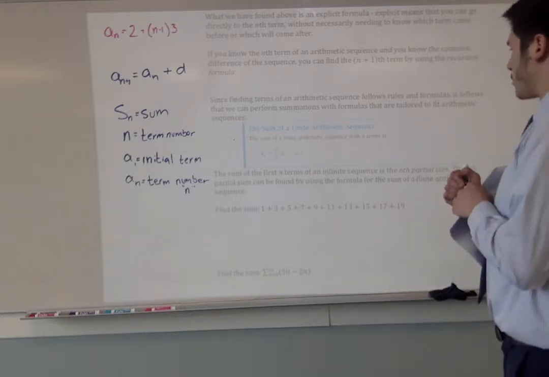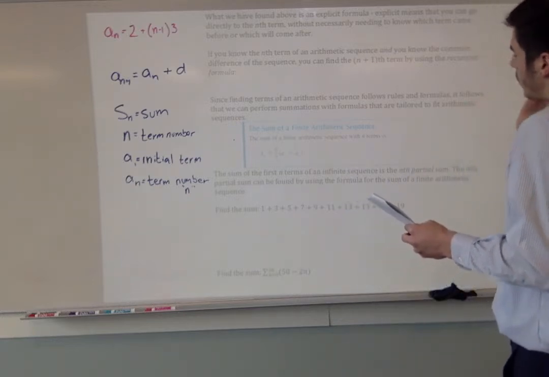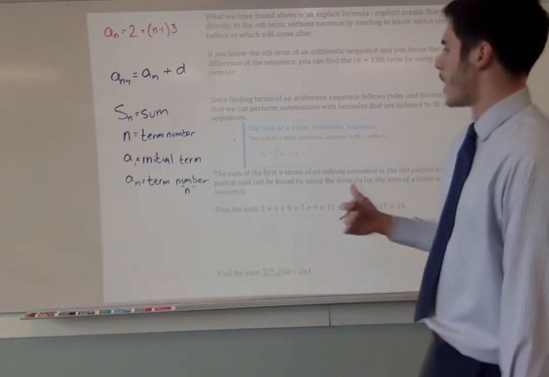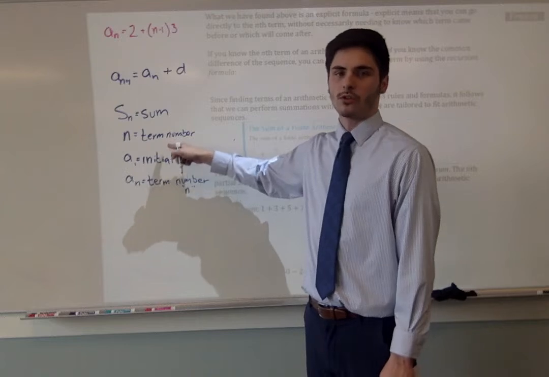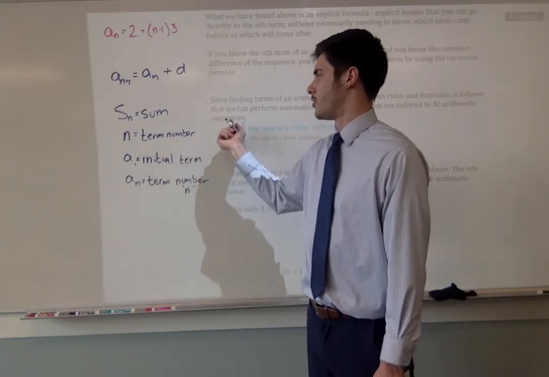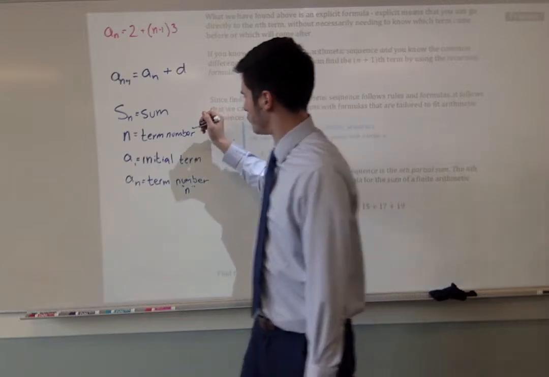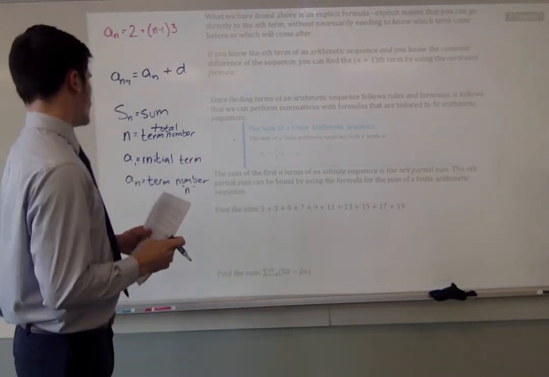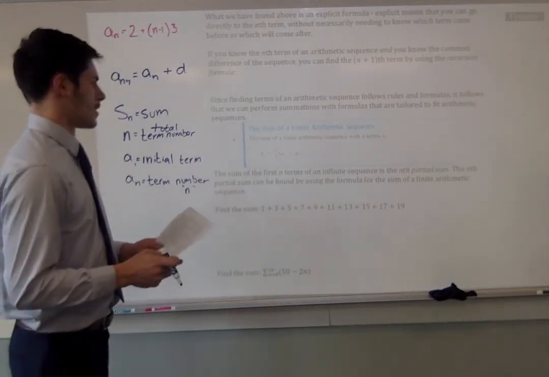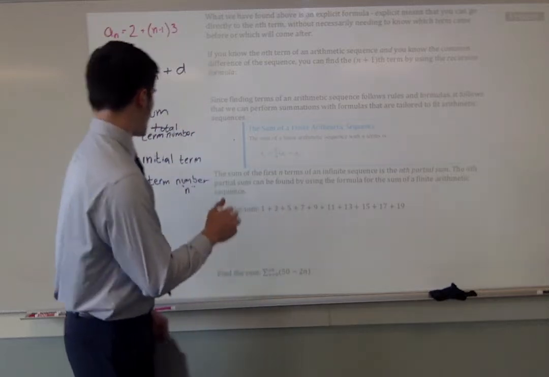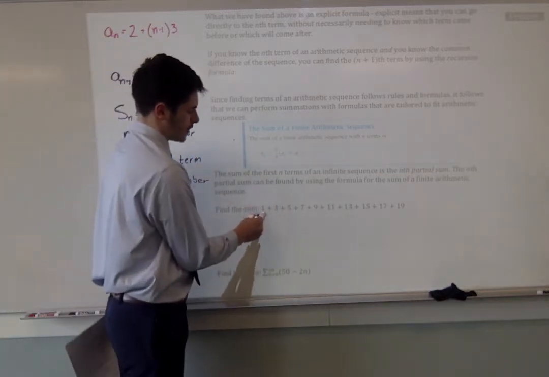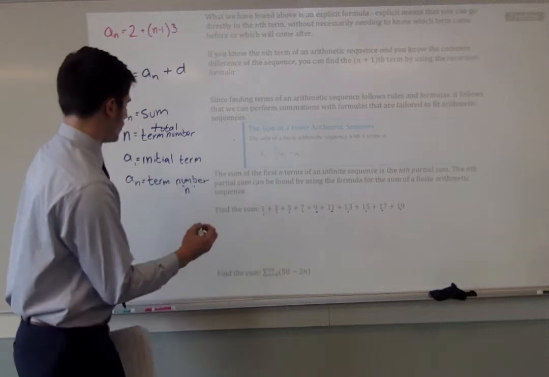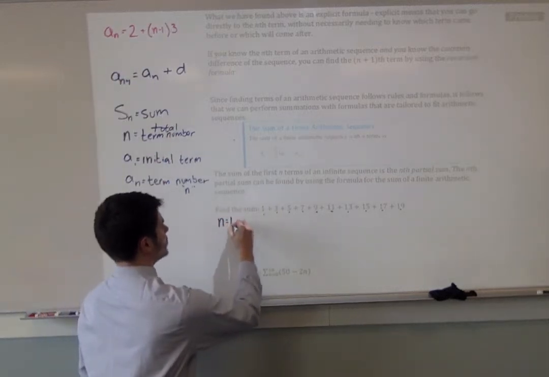So first things first, we can figure out how many terms. So n equals the total term number, or the number of total terms. So I'll write that in here too, the total term number. So to find n, we're going to count all these terms up. So we've got 1, 2, 3, 4, 5, 6, 7, 8, 9, 10. So let's say that n equals 10.